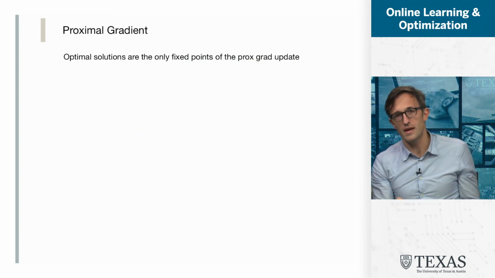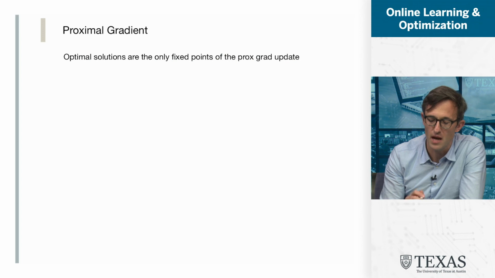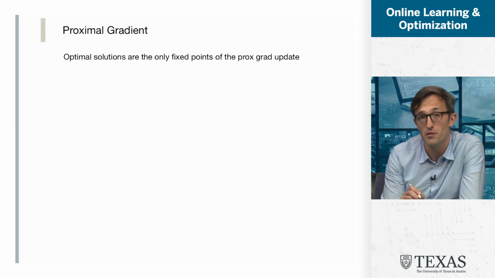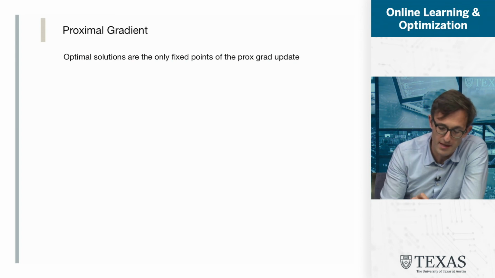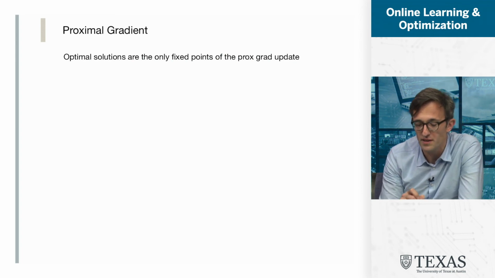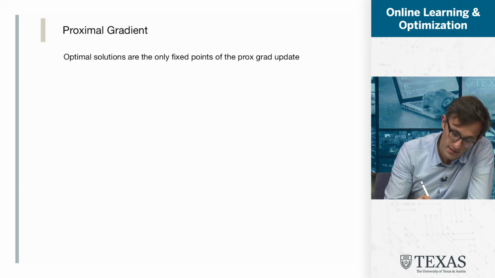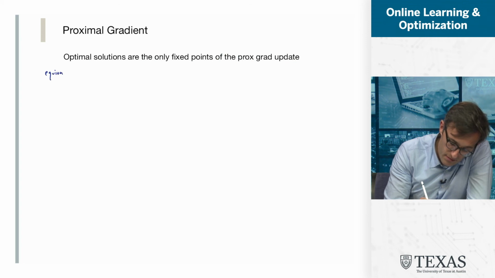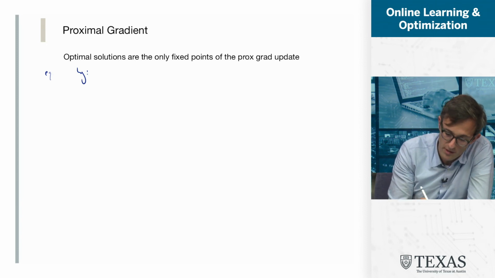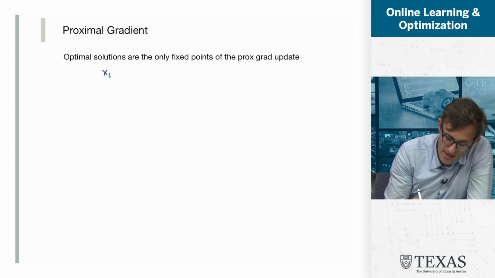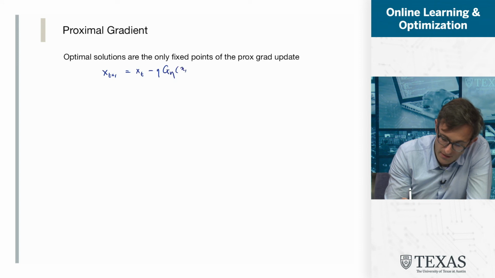So even though it's true that the gradient mapping is not necessarily in the subdifferential of f, it still has a number of very important properties that are very similar to those of a gradient or the subdifferential. And one is that optimal solutions are the only fixed points of the proximal gradient update. Or another way to write this is, let's again just write out what that proximal gradient update is. The proximal gradient update is x_{t+1} equals x_t minus eta times g_eta of x_t.